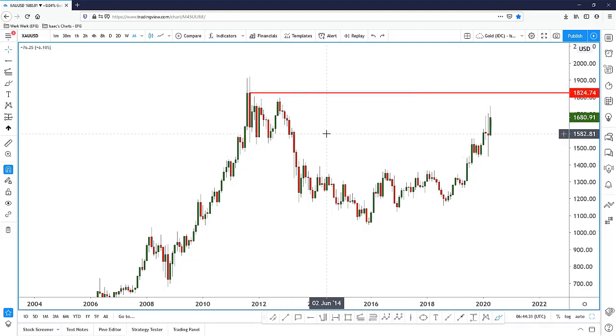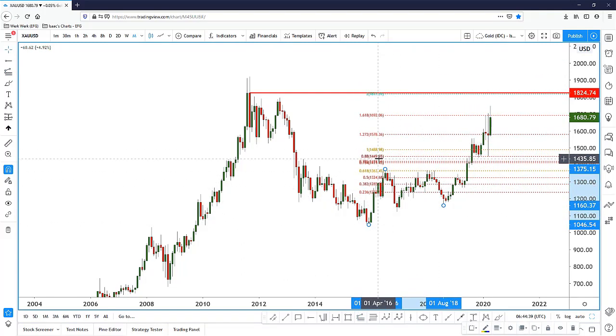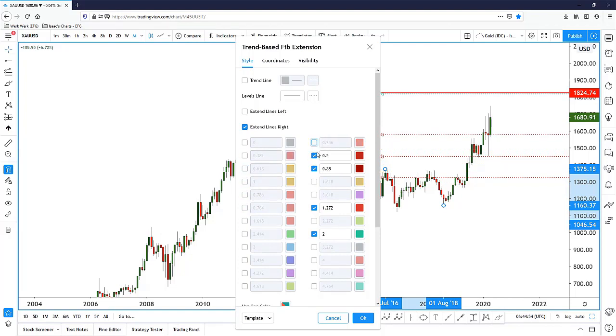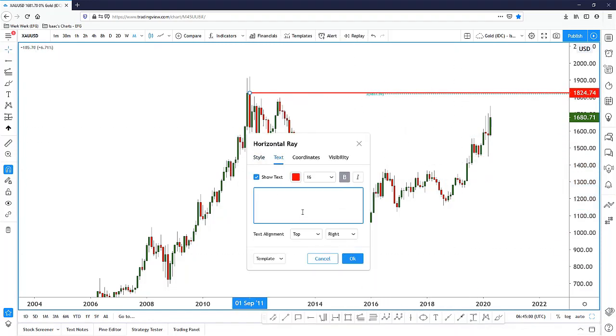So this 1824 level, we want to confirm it with a Fibonacci level. We can use an extension, 0.1 to 0.2 to 0.3. And we see that the graphical resistance, long-term resistance, falls in line with the 2 times, right? 200%. So let's just highlight that level. So we have our long-term resistance.